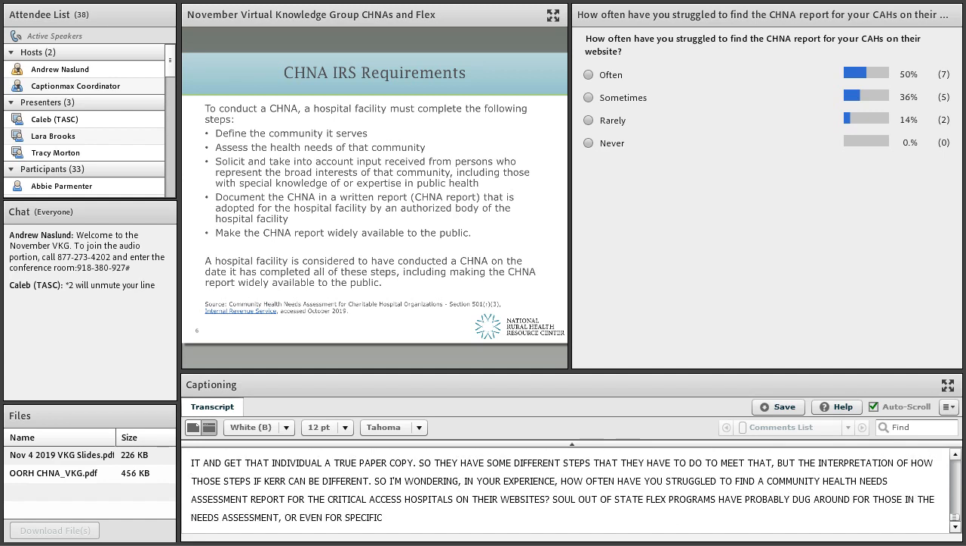So I'm wondering, in your experience, how often have you struggled to find a community health needs assessment report for critical access hospitals on their websites? A lot of state Flex programs have probably dug around for those, for your needs assessments, or even for specific activities in the Flex program. And I'm just wondering, how often do you struggle to find those reports?